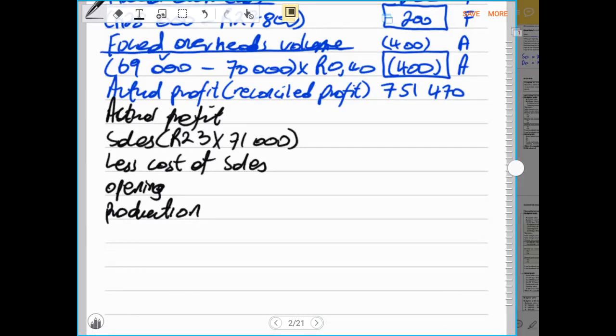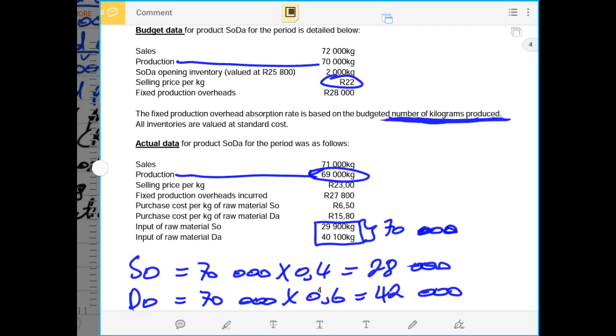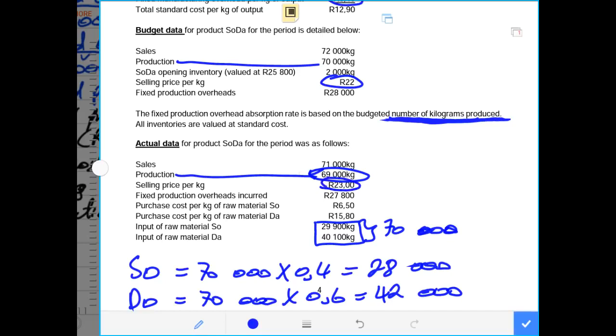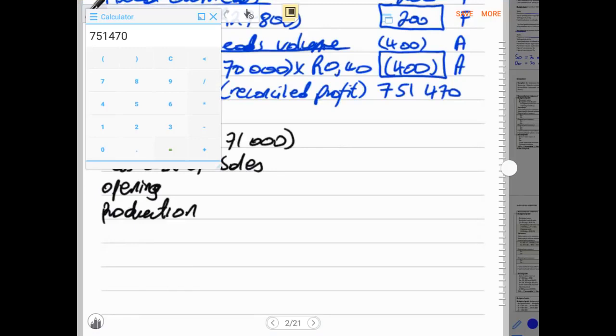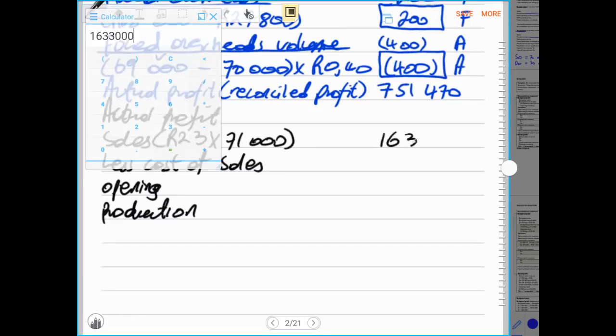Then let us go and check our sales. Our sales were 23 Rand under actual. Remember, actual information, we are doing actual profit. 23 Rand times 71,000, so that is right. Then we have 71,000 units times 23 Rand, and it gives us 1,633,000 rands.